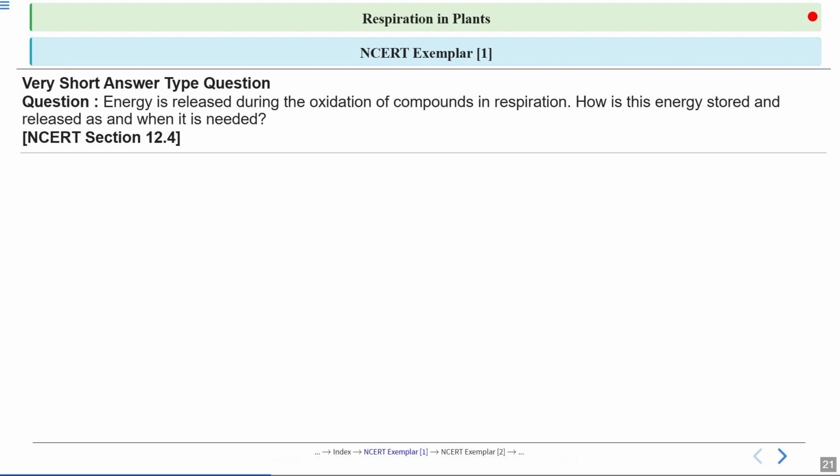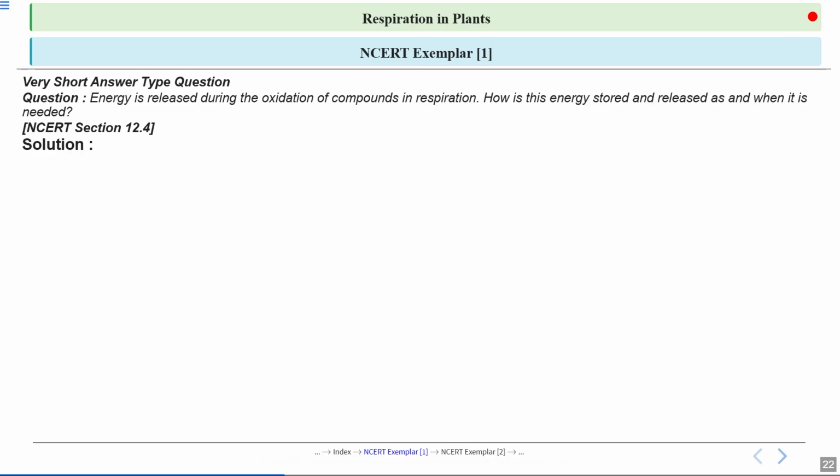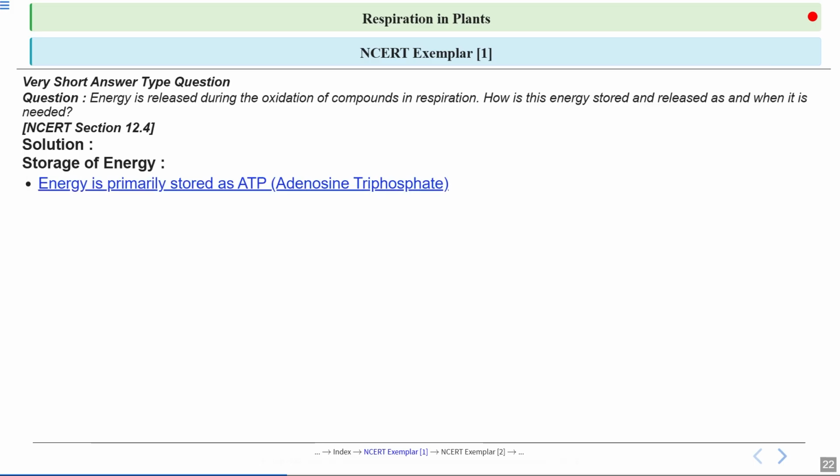Now let's look at the next question. Energy is released during oxidation of compounds in respiration. How is this energy stored and released as and when it is needed? So let us look at the solution. First, let's talk about the storage of energy. Now we have studied that energy is primarily stored as ATP, which is adenosine triphosphate.